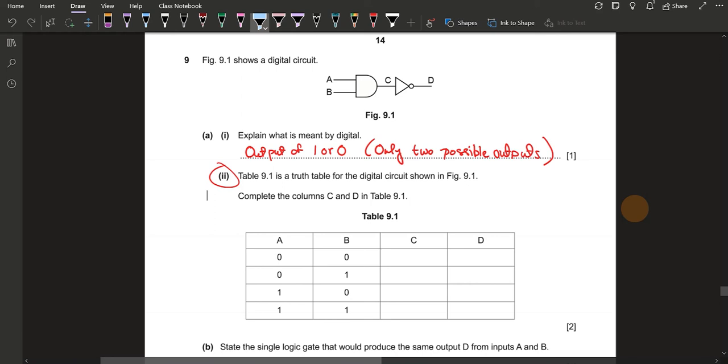So for C to be 1, A and B both should be 1. We can see here that this is 1. Both inputs are 1, so this is going to be 1, and the rest is going to be 0. And for D, we can see that the input is only C and our gate is NOT, so it's going to be the opposite of C. So we're just going to write the opposite of C, which is going to be 1, 1, 1, 0, and we get 2 marks for this.